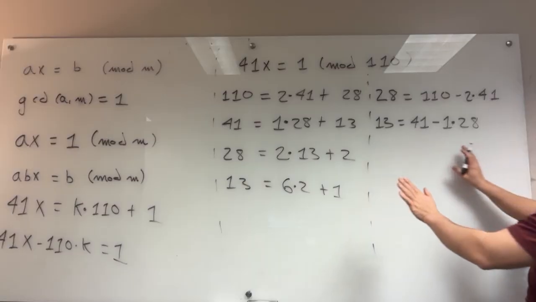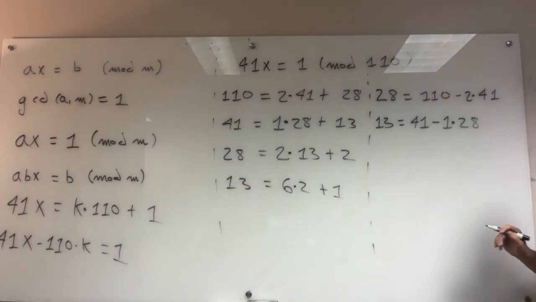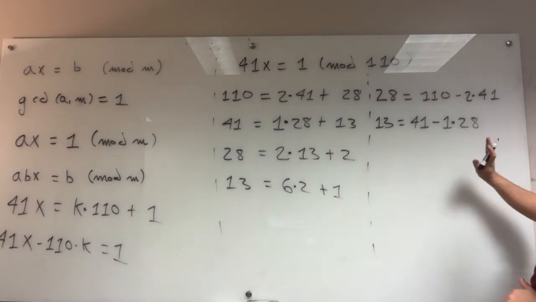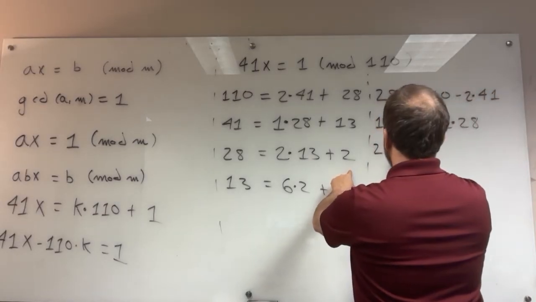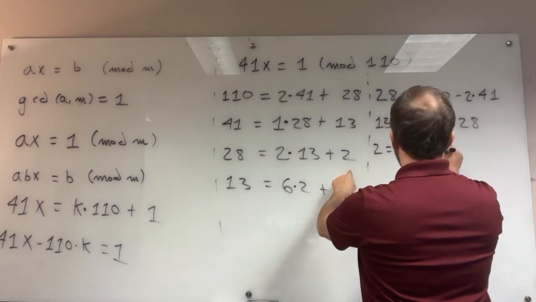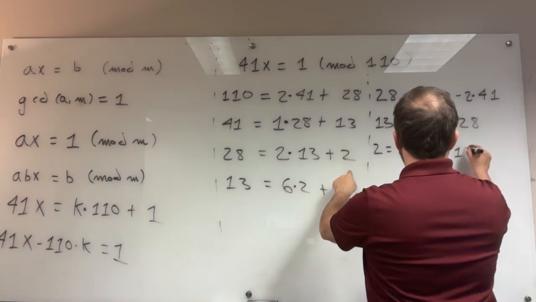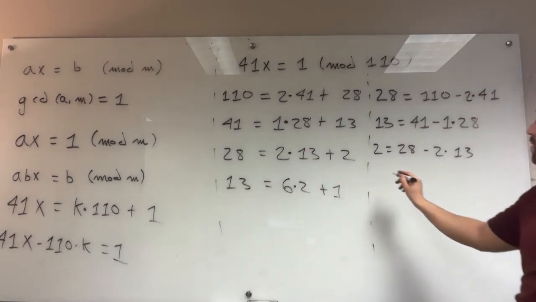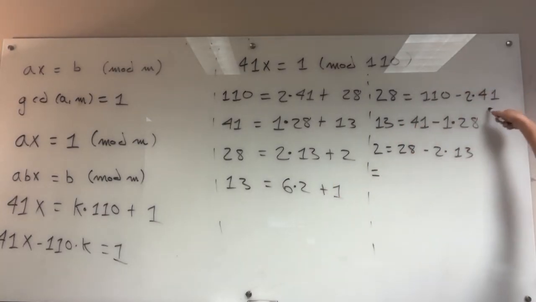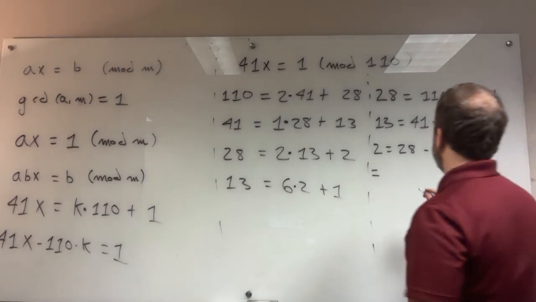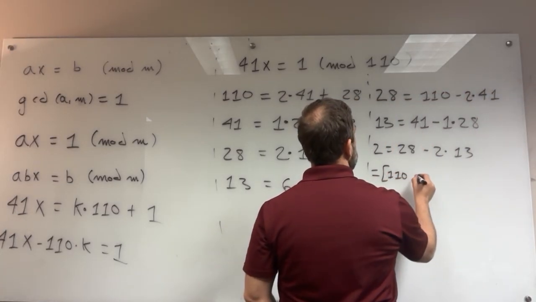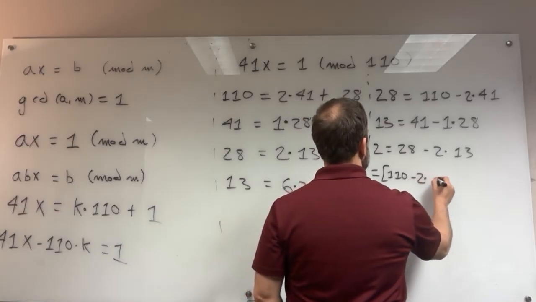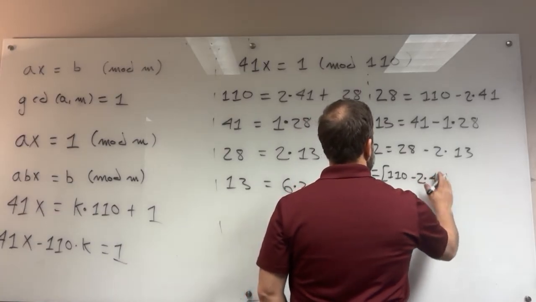I'm just going to do it the whole way so you can see exactly what's happening here. Okay, so 2 is equal to 28 minus 2 times 13. This is how I write 28 as a linear combination of 110 and 41. So this is 110 minus 2 times 41.